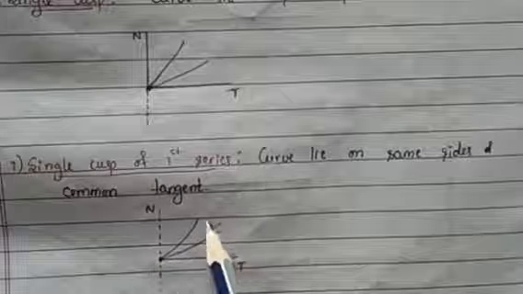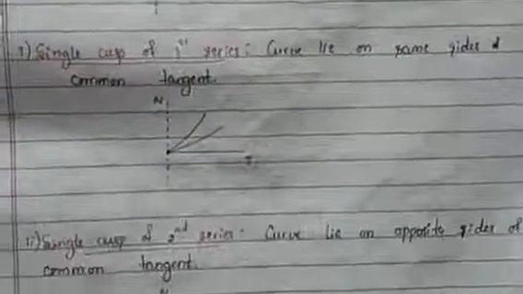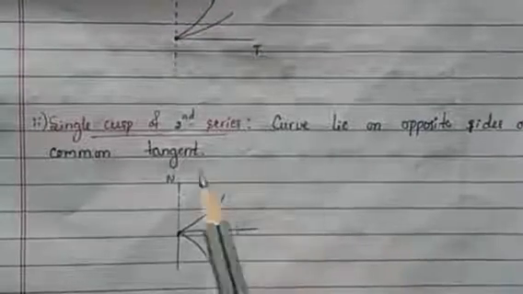In the single cusp, we see two types: single cusp of the first series and single cusp of the second series. Single cusp of the first series means the curve lies on the same side of the common tangent. You look here, the two curves have the same tangent, and only the common tangent, so we say this is a single cusp of the first series.